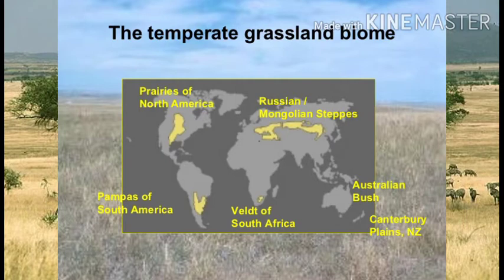Okay, students, if we talk about the temperate grasslands, there are other names for them. They are known as the steppe in Eurasia, prairies in North America, pampas in South America, veld in South Africa, and downs in Australia. Students, these are found in southern Canada, Central America, southern Australia, Argentina, and central Russia.